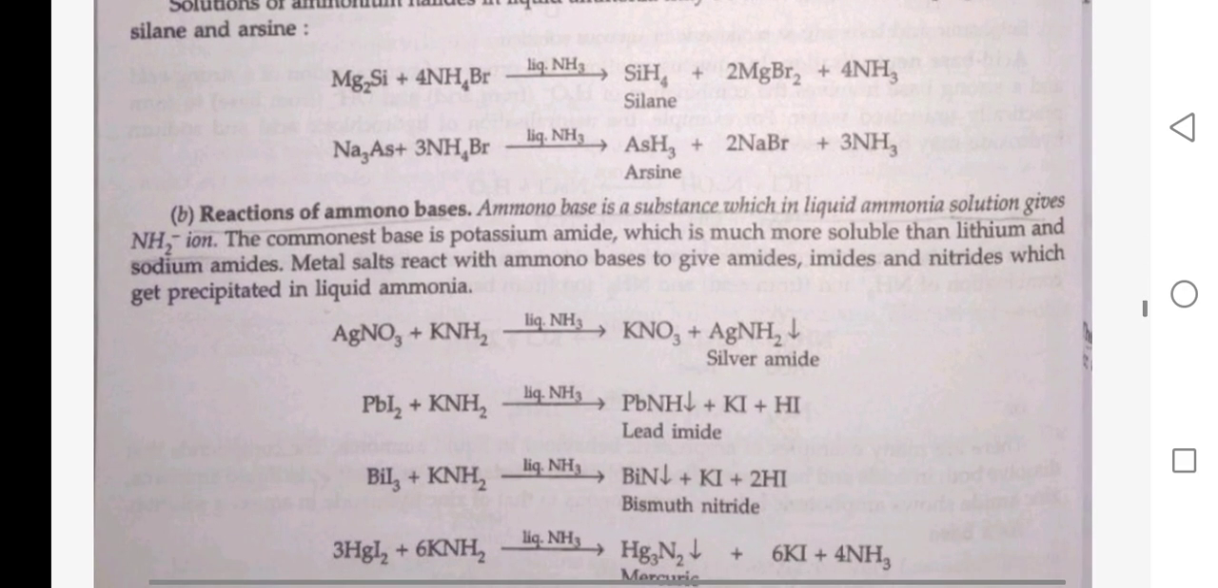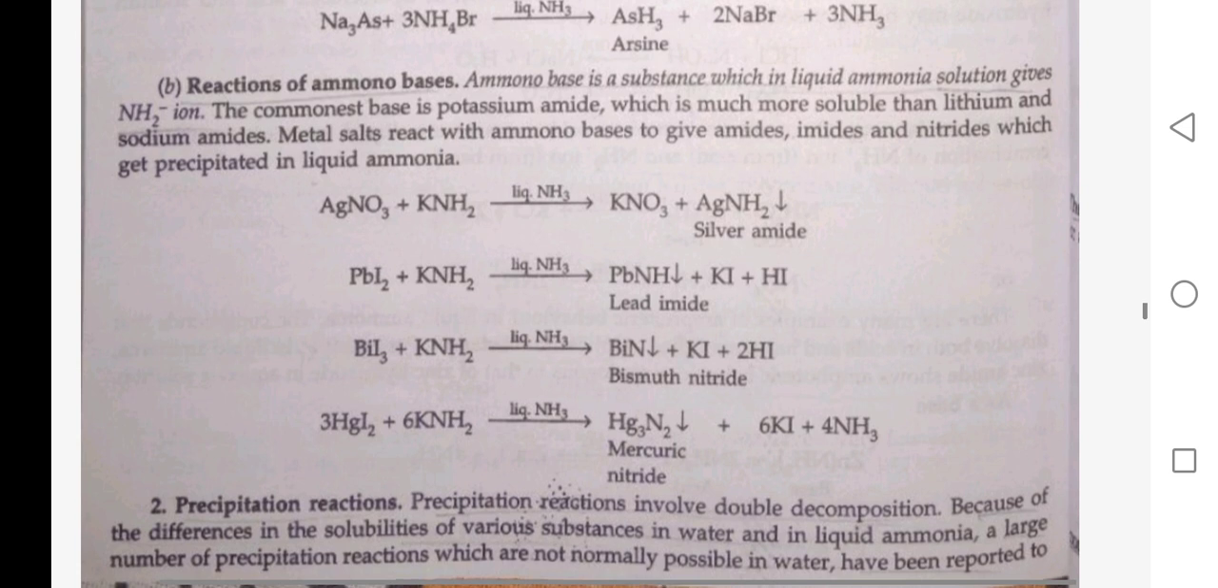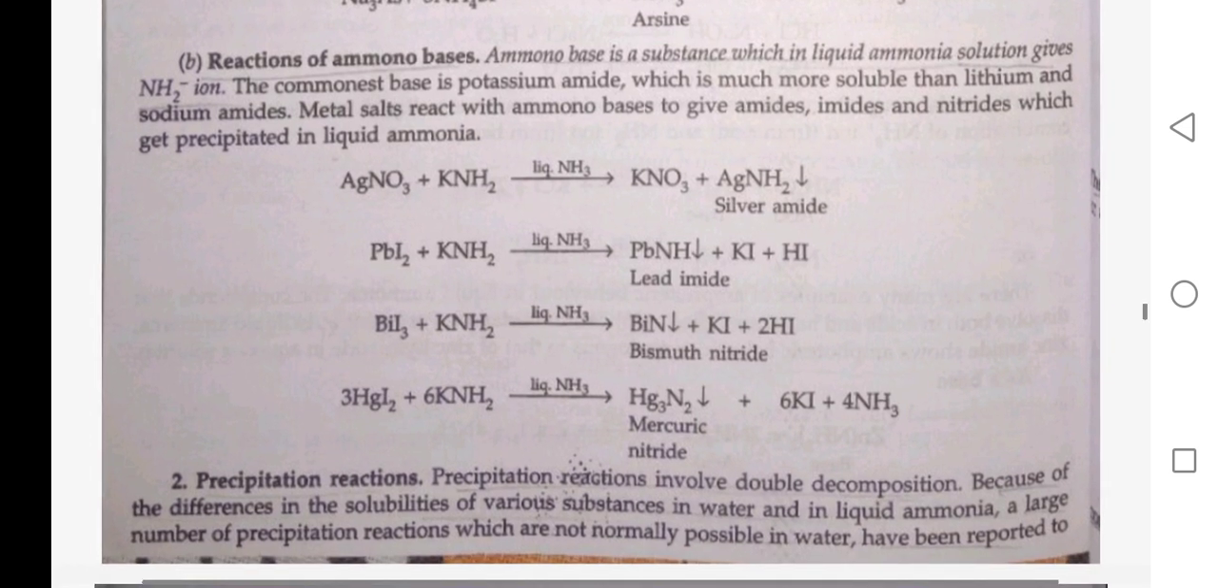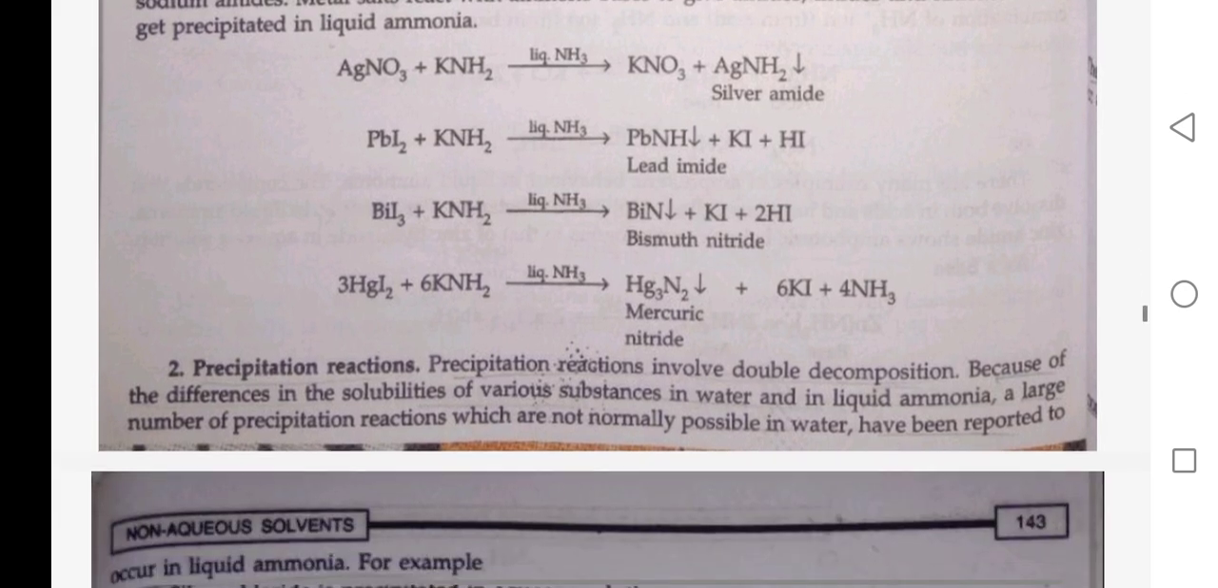Reaction of an ammono base. An ammono base is a substance which in liquid ammonia solution gives NH2- ions. The commonest base is potassium amide, which is much more soluble than lithium and sodium amides. Metal salts react with ammono base to give amides and nitrides as precipitates in liquid ammonia.